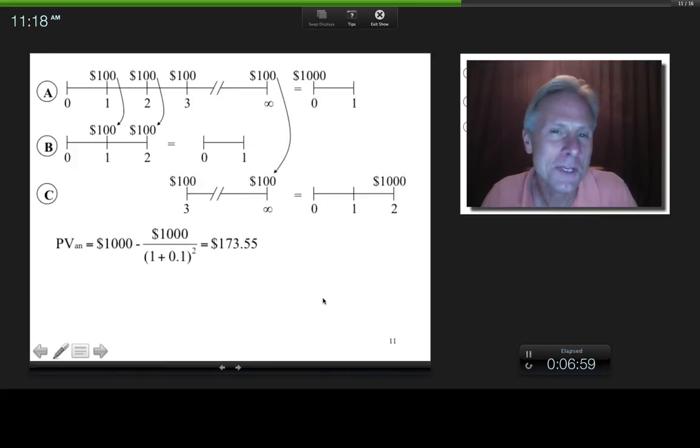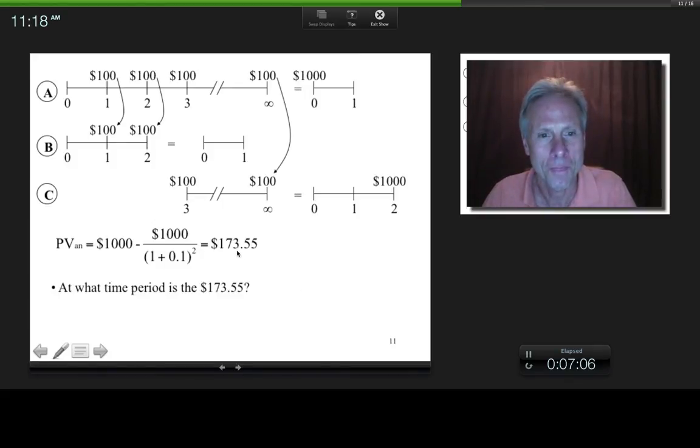So here's my question for you. At what time period is this $173 true? Well, at what time period was this $1,000? Time 0, right? And at what time period was this $1,000 that's been discounted twice? 0, right? So when I subtract a time 0 value from a time 0 value, what do I get? Well, a time 0 value, right? And so basically, we've just solved for the present value of annuity.